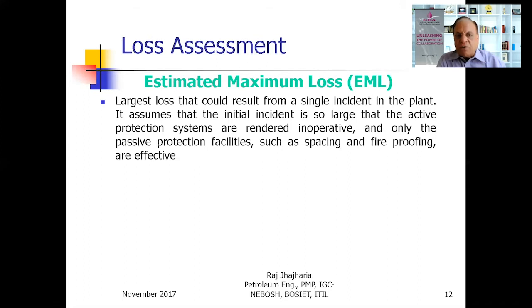What is it? It is the largest loss that could result from one incident in the plant, one incident, not multiple. And it assumes that this incident is so large that the active protection systems are rendered inoperative. And you know what active protection is? Active protection is like fire detection, fire sprinklers, foam release systems. All of those are called active systems. Whereas firewalls and spacing are called passive systems. So it assumes that all active systems are inoperative because the explosion was so big, and only the passive protection facilities such as spacing and fireproofing are to some extent effective. So it is in fact the worst loss which you can assume in your property during operation, and you estimate it. There are various ways of estimating; mathematical models are there by which you calculate.